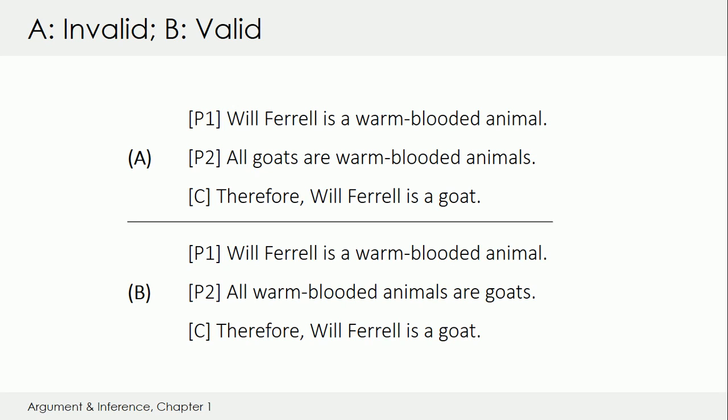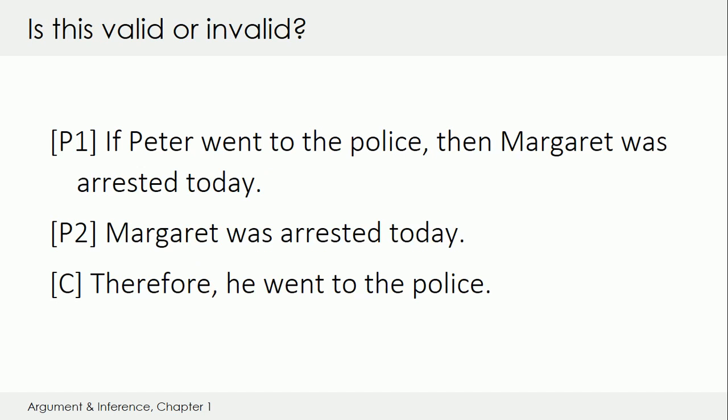Now B. Premise 1, Will Ferrell is a warm-blooded animal. All warm-blooded animals are goats. Conclusion, therefore Will Ferrell is a goat. That is valid. Is it sound? No. Why? Soundness has to do with the truth of the premises. Which premise is false? That's right. Premise 2, all warm-blooded animals are goats. That is obviously false.